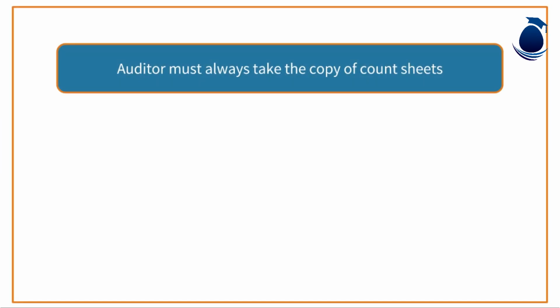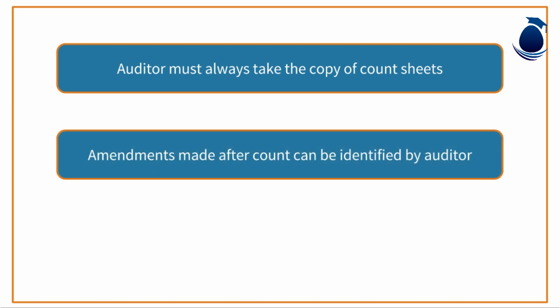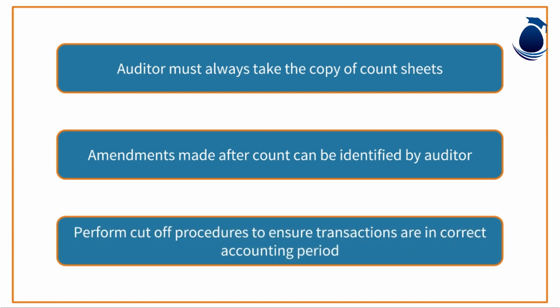As a final audit procedure, an important one, the auditor must always take a copy of the count sheets with them when they leave the count. This ensures any amendments made after the count can be identified by the auditor and helps verify accuracy. It will also help the auditor later in the audit process perform cutoff procedures to ensure transactions are in the correct accounting period.